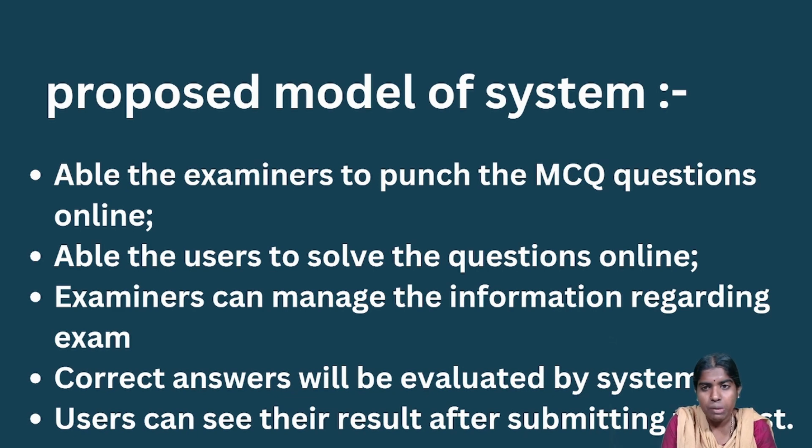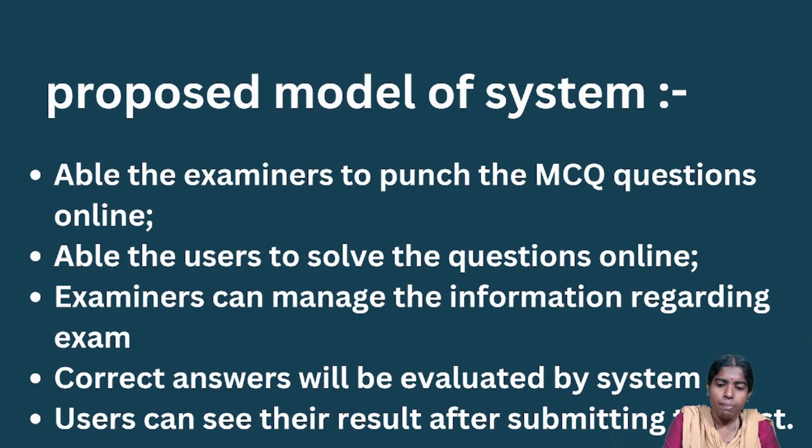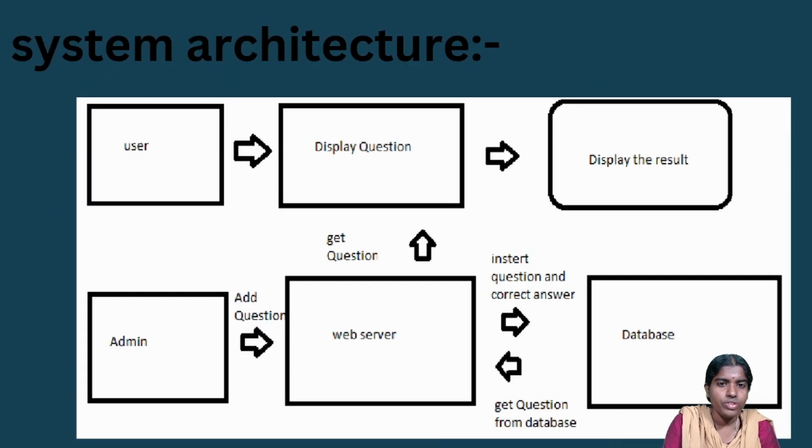So what is happening in the proposed system? Everything is automated. Automatically the users should be able to solve the questions. Examiners can manage the information regarding the exam. Correct answers will be evaluated and users can see their result after submitting the test. So this is what is happening in the proposed model of the system.